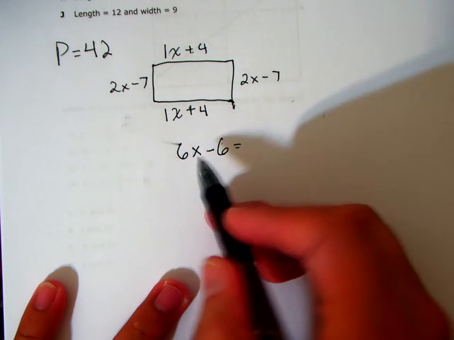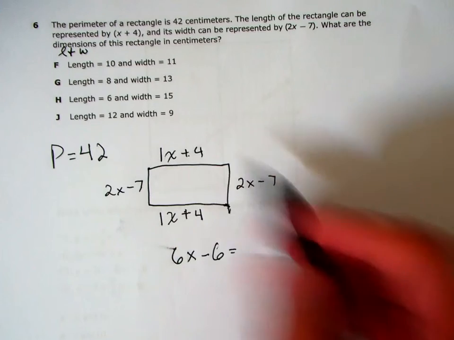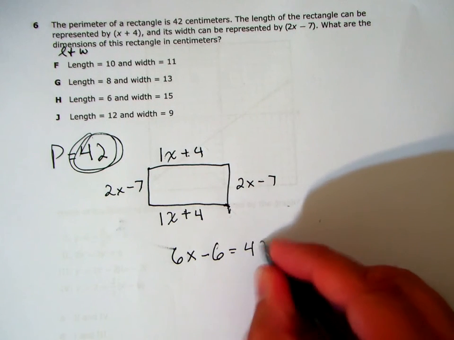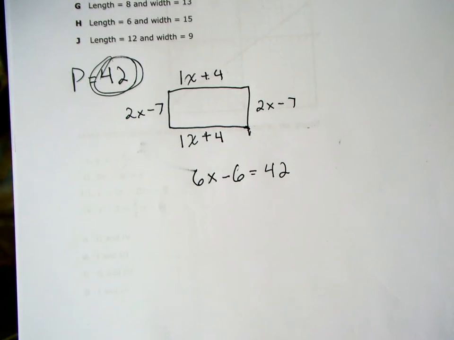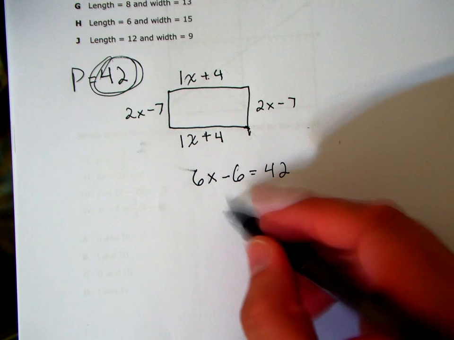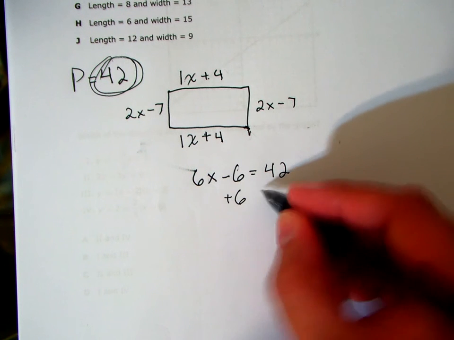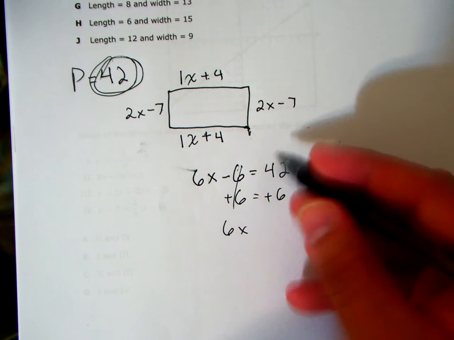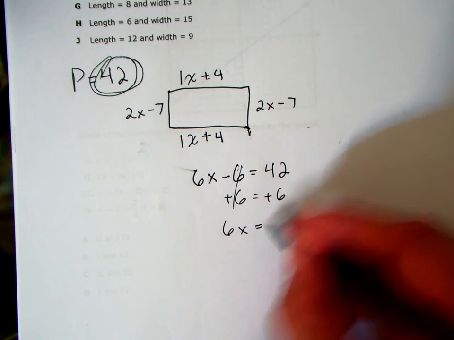Right? And we said the total, if you add up the perimeter, is going to equal to what, y'all? 42. So we're going to set this equal to 42 and solve for x. To solve for x, we have to isolate the x, right? Leave it by itself on one side. So we have to remove anything that's not an x. So here we're going to have to remove this negative 6, so it turns into a positive 6. To both sides. So it'll be 6x. 42 plus 6 is what, y'all?